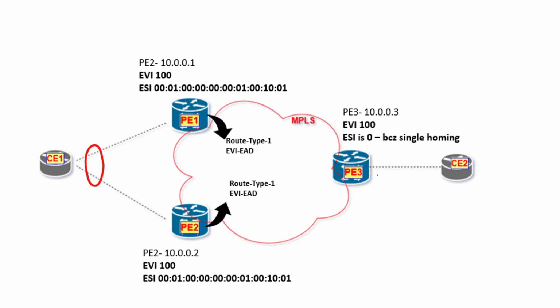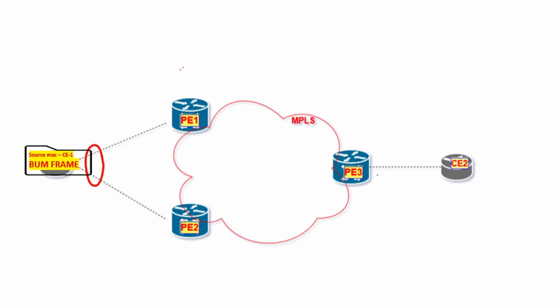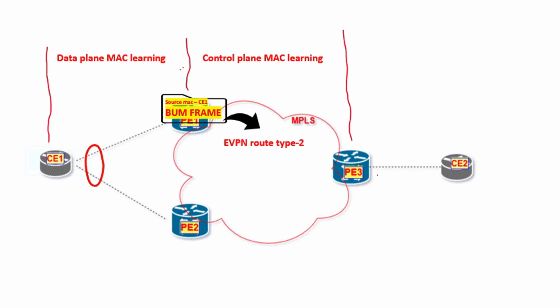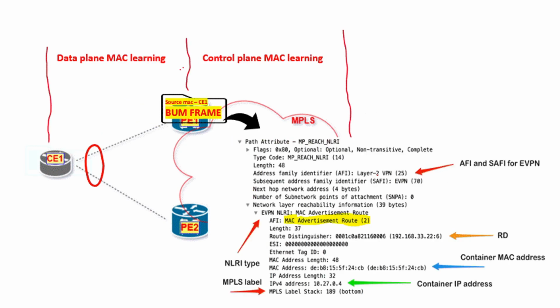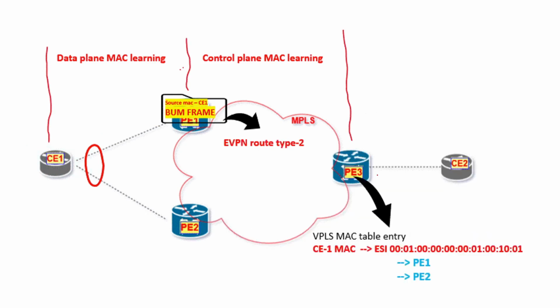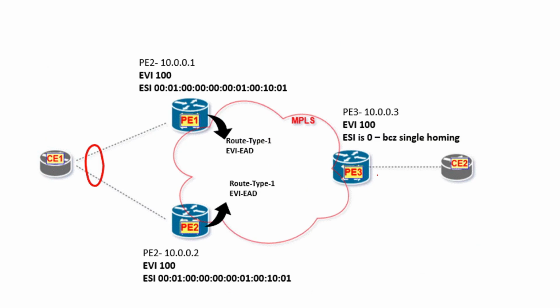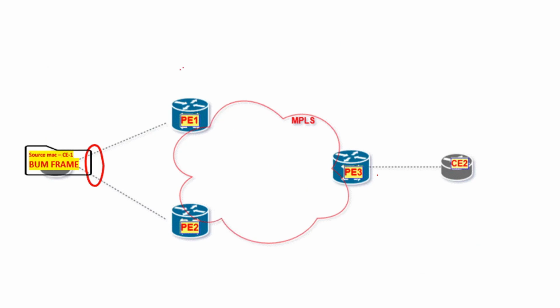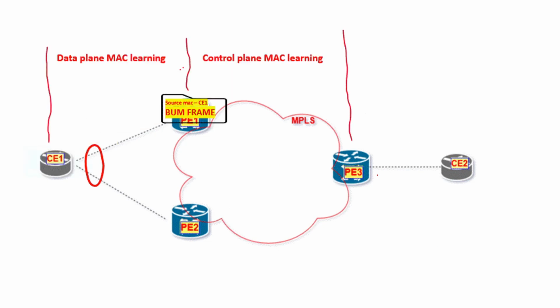And suppose any BUM frame is received from C1, PE1 will learn that MAC address based on data plane learning. He will generate the route type 2 and send that MAC address towards PE3. And once he generates the route type 1 or 2 towards PE3, he will send that BUM traffic using the multicast label towards PE2 and PE3.